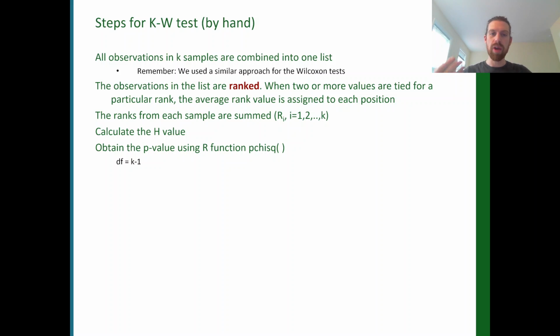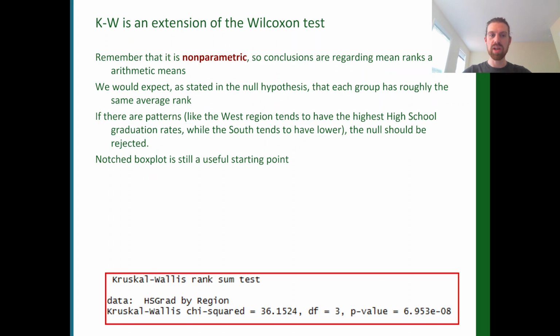The observations are all ranked then, and when we have 2 or more values which are tied for any rank, then we just use the average rank assigned to each position. The ranks from each sample are then summed, and then we're able to calculate the H value based on the equations that I just showed you. And then finally we can obtain the P value using that H value that we've produced, using the R function pchisq. Okay, so this is pchisq, and then curly brackets. And you just need to remember the number of degrees of freedom that you're going to enter into that particular function in R. So I'll show you how to do that later.